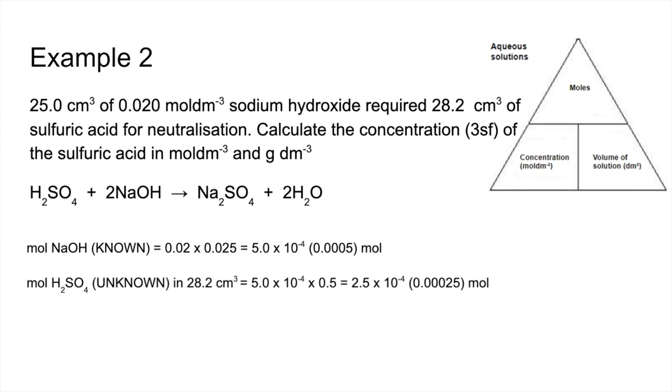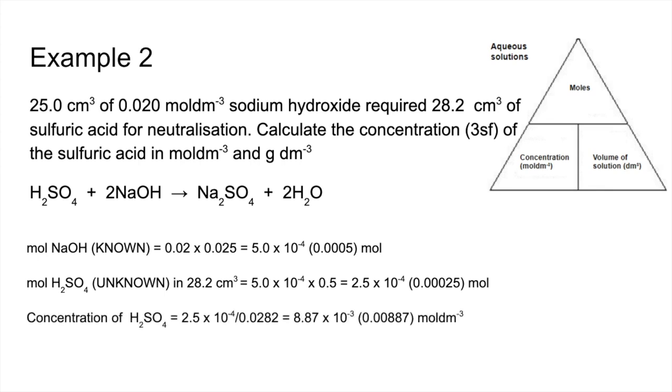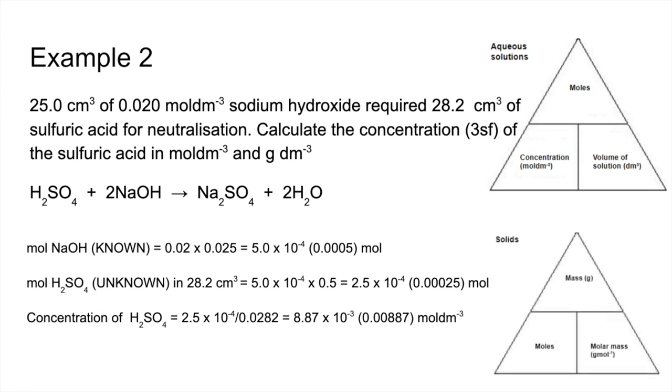And those moles are in that 28.2 cm cubed of sulfuric acid. So the concentration, therefore, is those moles divided by the volume that they're in. And it comes out at 8.87 times 10 to the minus 3 moles per decimeter cubed. And then as grams per decimeter cubed, we just multiply those moles by the MR, which is 98.1, and we get 0.870 grams per decimeter cubed to 3 significant figures.